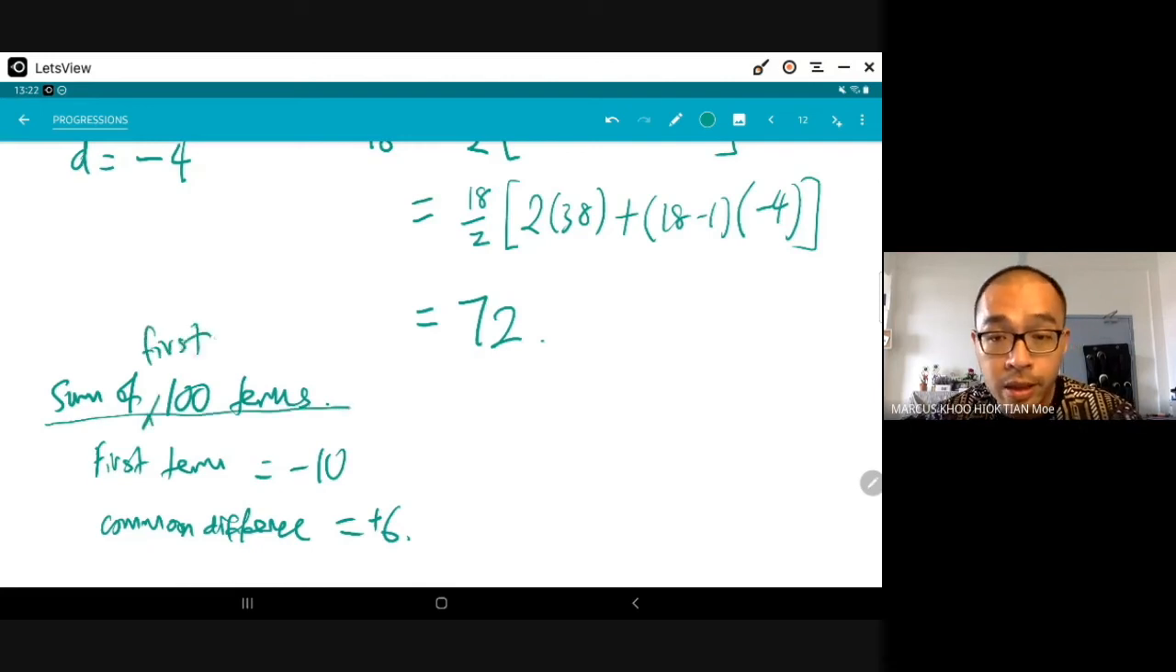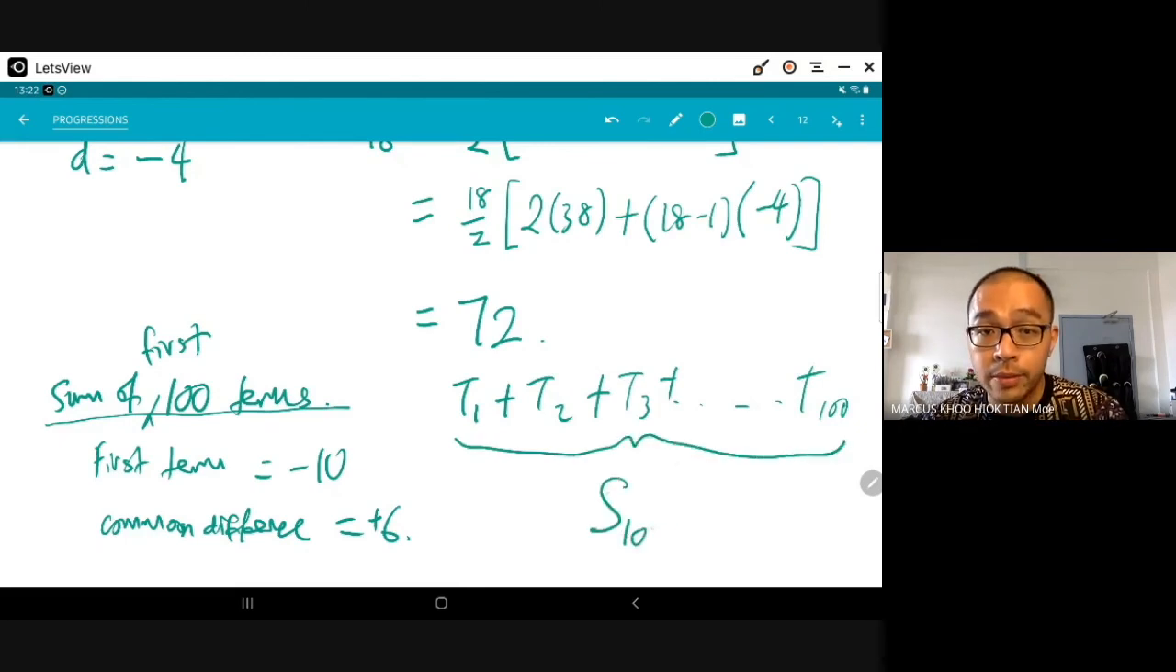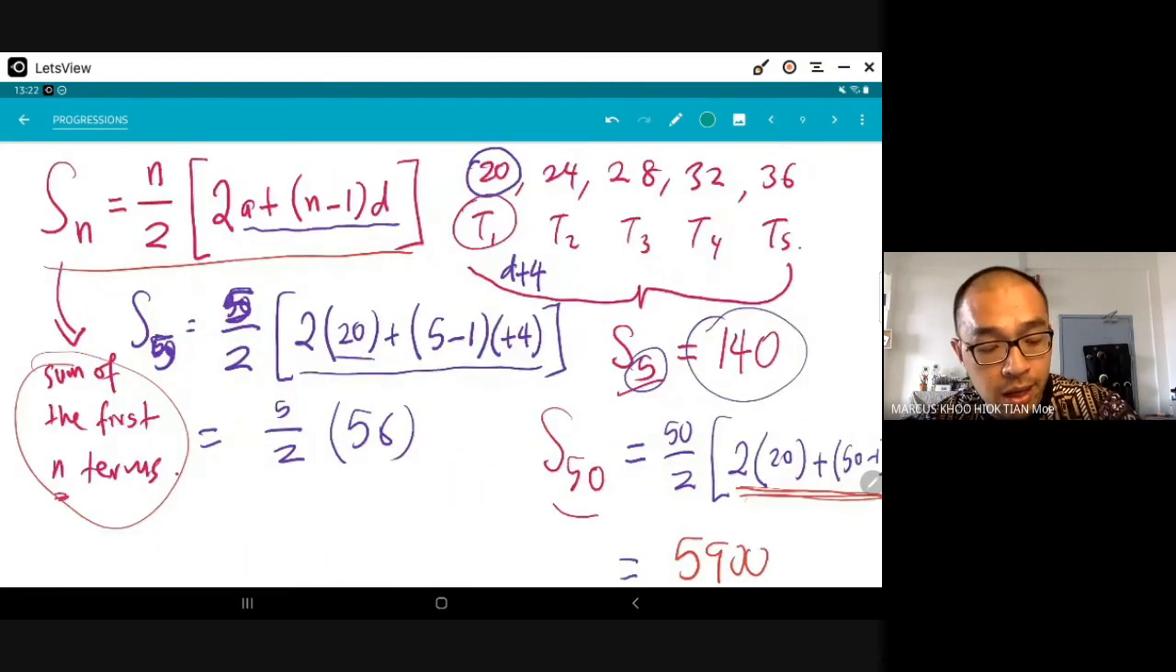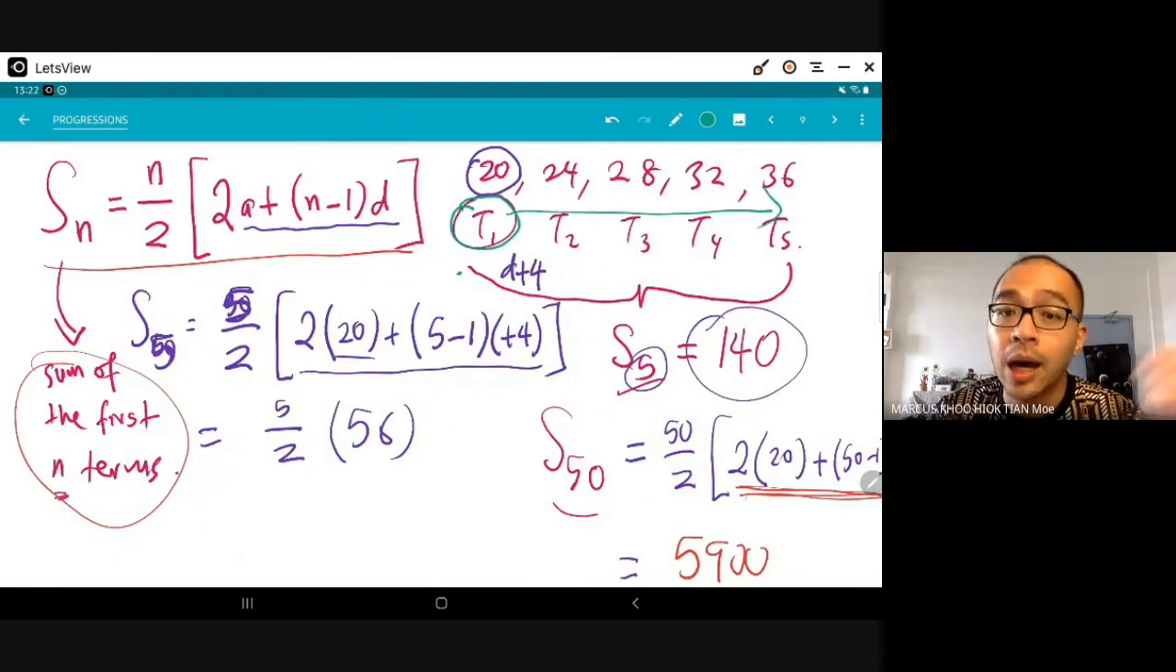Okay, first 100 terms maksudnya T1 tambah T2 tambah T3 all the way sampai T100. Ini semuanya adalah S100. Okay, remember the concept of Sn. Concept of Sn very penting tau. Concept of Sn is dari yang first sampai yang kamu mau cari. Kalau 100 lah, kalau 5 lah. Tapi dia mesti bermula daripada yang first. Tomorrow we will talk about this a little bit more. Ada cara untuk kita manipulate lah.